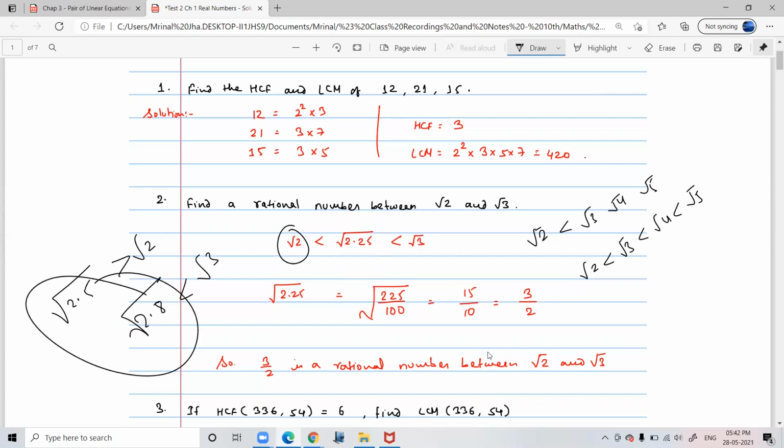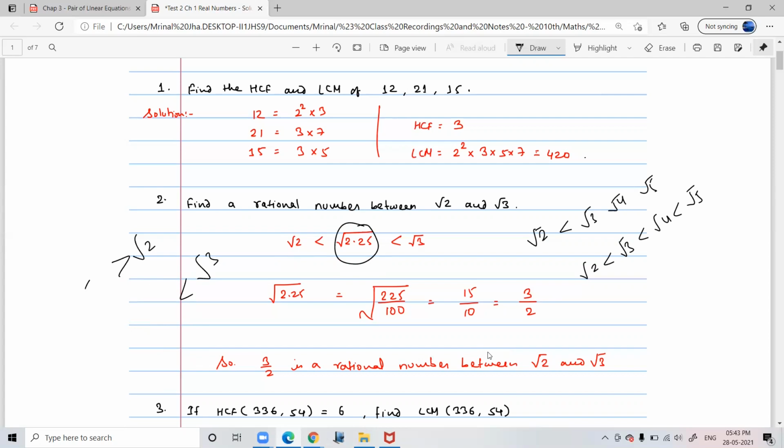Now I should not choose any number randomly. What number should I choose? Something which is a perfect square. This is one of the methods of solving the problem: choosing a perfect square number which is between 2 and 3. As you can see, 225 is a perfect square number, right?